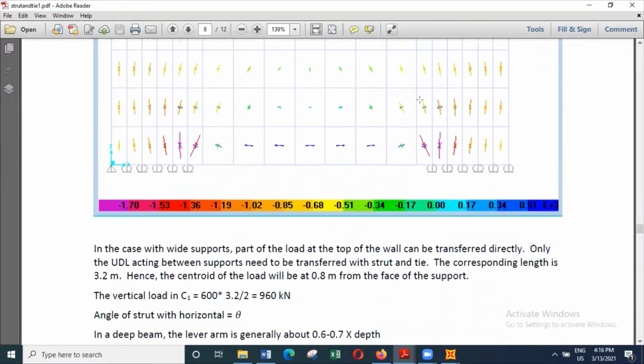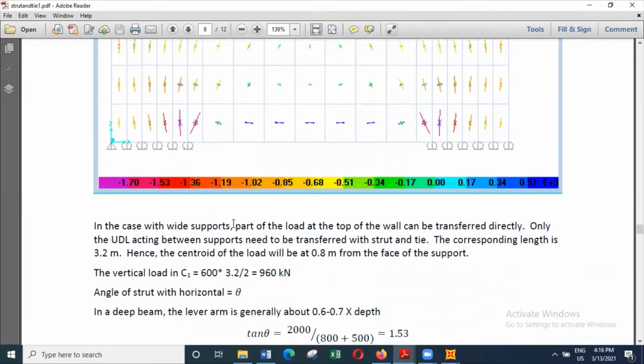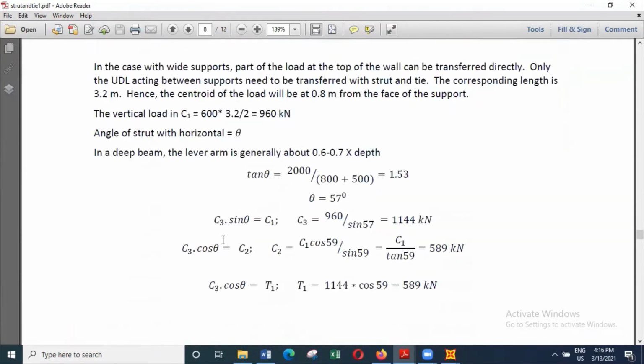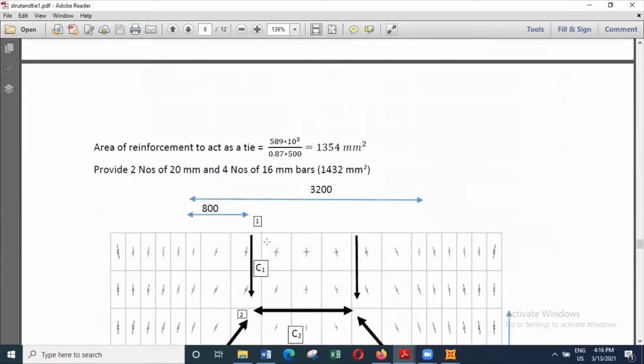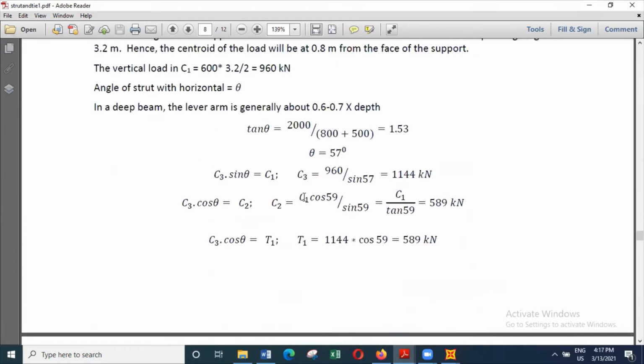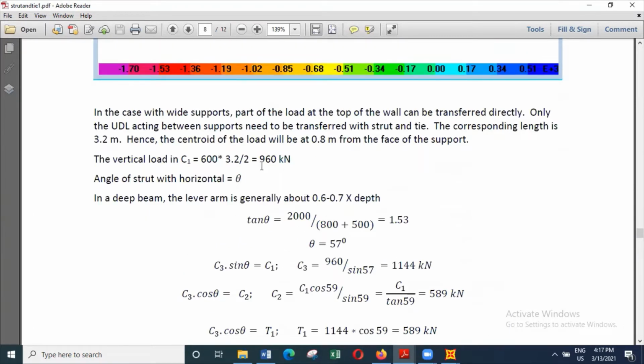So in this case with wide supports, part of the load at the top of the wall can be transferred directly. Only the UDL acting between supports needs to be transferred with the strut and tie. So the length is 3.2 meters. Which means the concentrated load C1 will be due to half this length, and the loading intensity is 600 multiplied by 3.2 divided by 2, 960 kilonewtons.